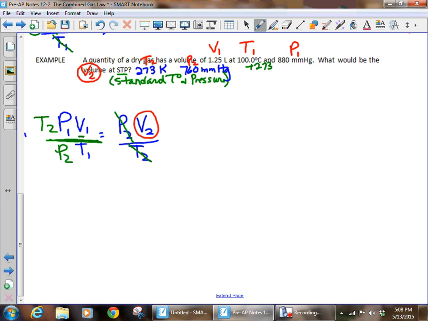And do we have any T's or P's side by side? No, we don't. They're on opposite sides of the division line. So it looks like we've got a good equation. V2 is going to be equal to T2 P1 V1 over P2 T1.